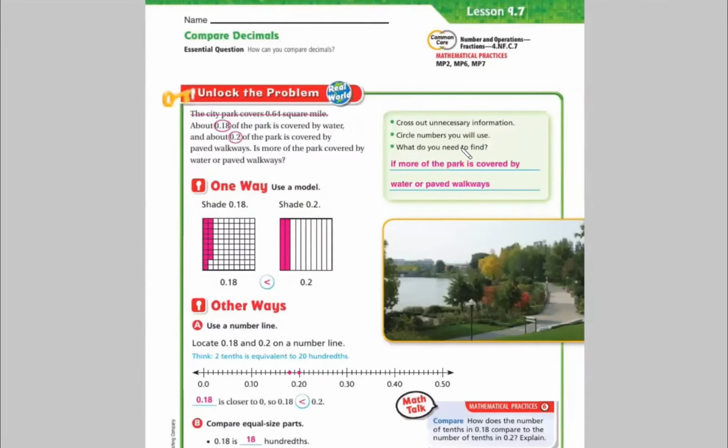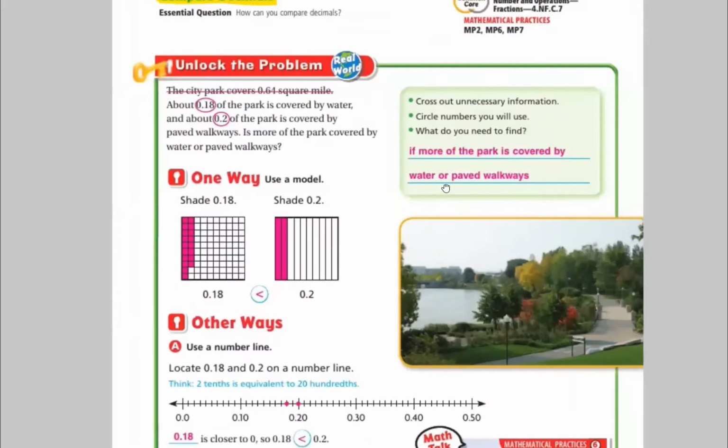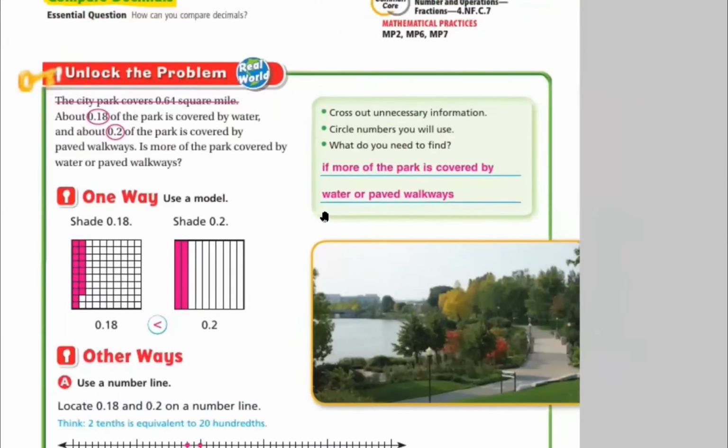As I said before, today we're going to talk about comparing decimals. How can we compare two decimal numbers? Let's see the first example.